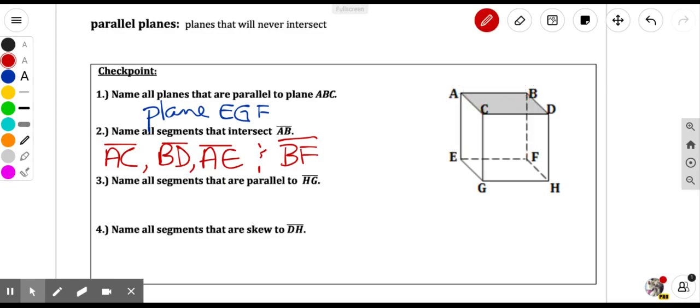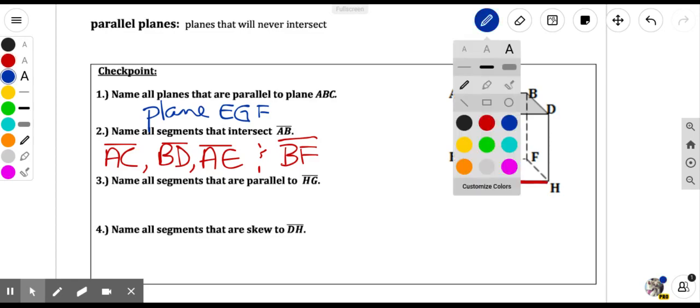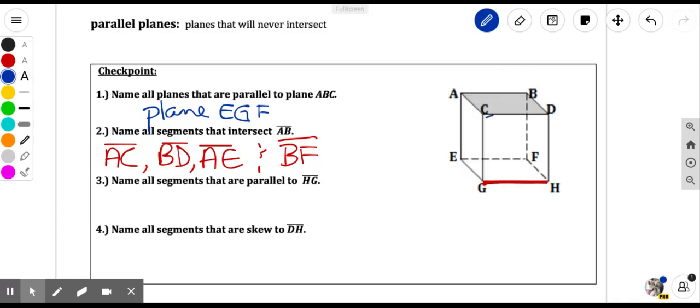The next one, name all segments that are parallel to HG. So HG is here. We want parallel, so we want them to be on the same plane, so on the same flat surface. So let's see, we have CD is parallel to HG on that front plane. Do we see how EF is on the same plane as HG? And there actually is one more, and it's AB.